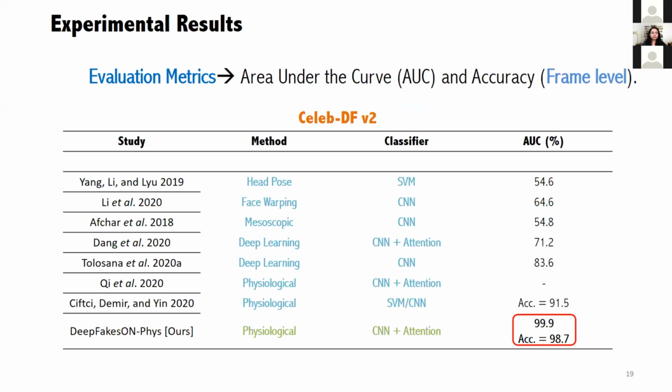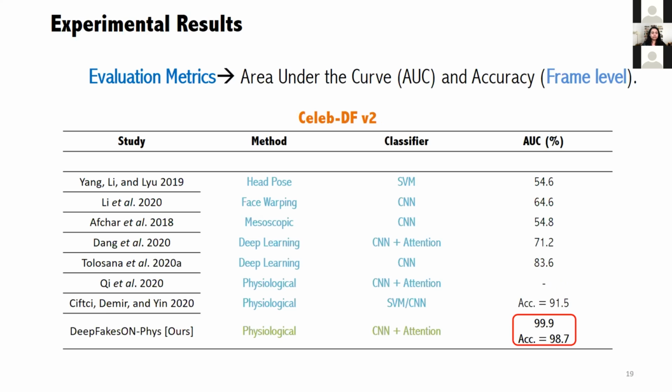And this table shows the fake detection performance results we achieve in terms of area under the curve and accuracy over the final evaluation dataset of CelebDF version 2. And this other table shows the accuracy we achieve in the same terms, but for the DFDC Preview dataset. In general, very good results are achieved in both deepfake databases. For the CelebDF version 2 database, DeepFakesON-Phys achieved an accuracy of 98.7% and an area under the curve of 99.9%. And for the DFDC Preview database, we achieved 94.4% of accuracy and 98.2% of area under the curve.